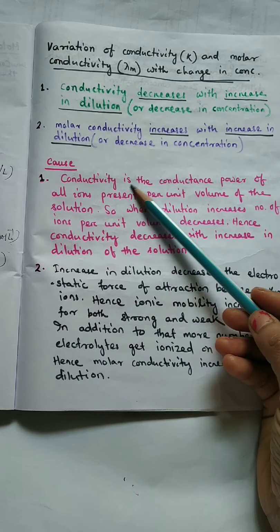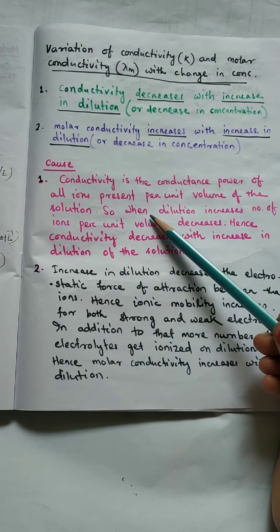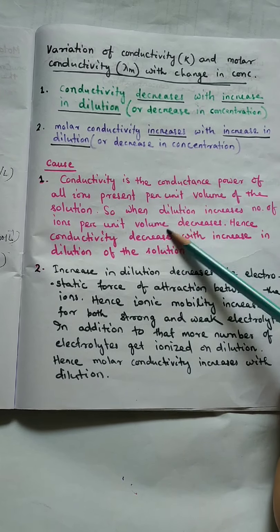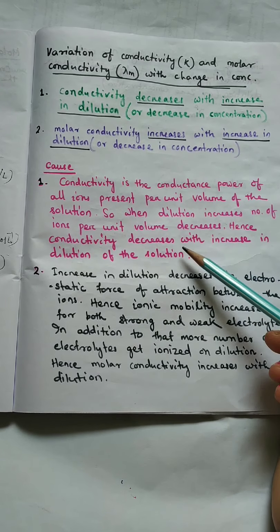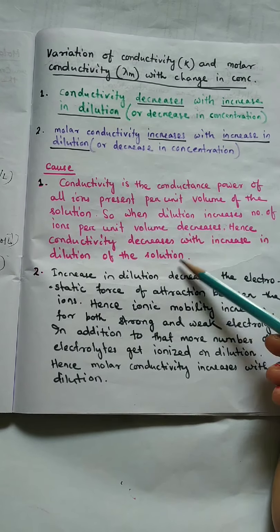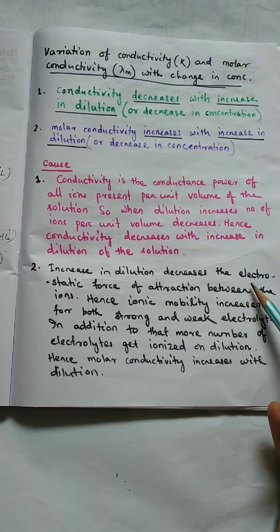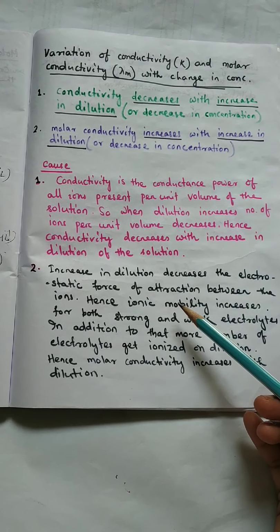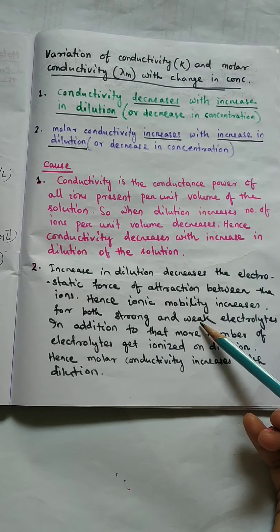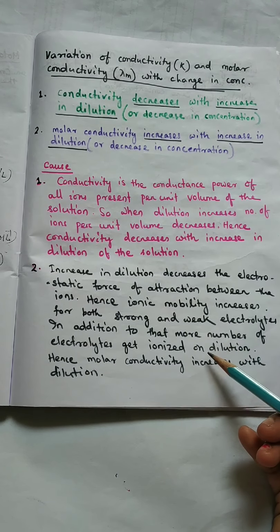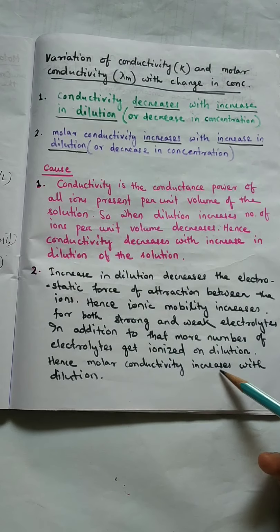We know that conductivity is the conductance power of all ions present per unit volume of the solution. So when we add solvent, then dilution increases and the number of ions per unit volume decreases. Hence conductivity decreases with increase in dilution of the solution. On the contrary, when we increase the dilution, the electrostatic force of attraction between the ions also decreases. Hence the mobility of the ions increases for both strong and weak electrolytes. In addition to that, more electrolyte gets ionized on dilution in the case of weak electrolytes. So molar conductivity increases with dilution.